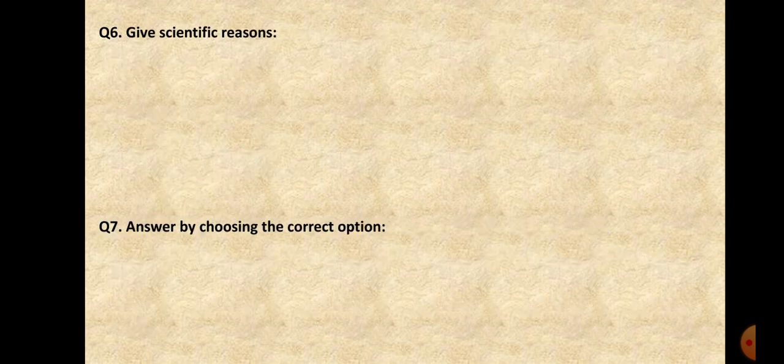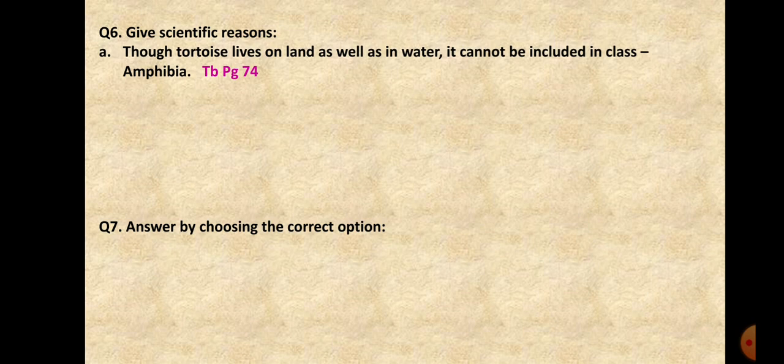Question number 6 is give scientific reasons. The very first one is, though tortoise lives on land as well as in water, it cannot be included in class amphibia, right? Because amphibians are the animals which can live in water as well as on land. But tortoise lives on land as well as in water, and it is not included in amphibia, right?